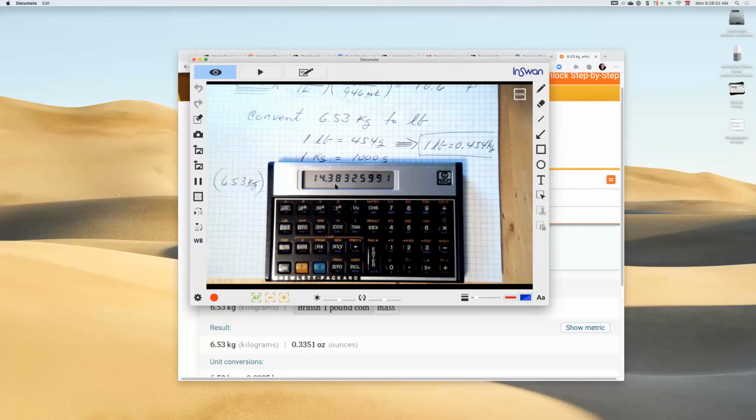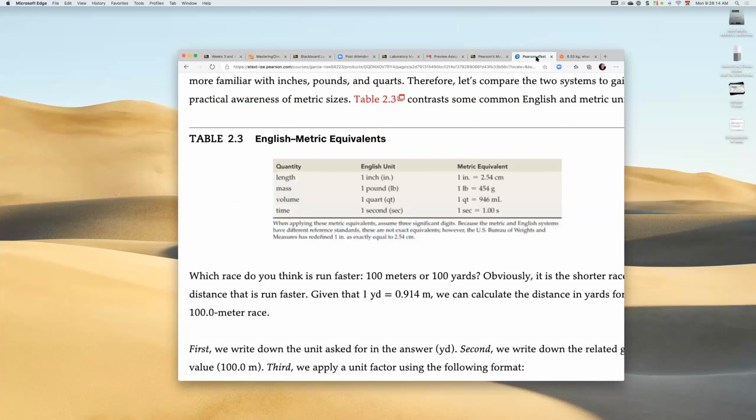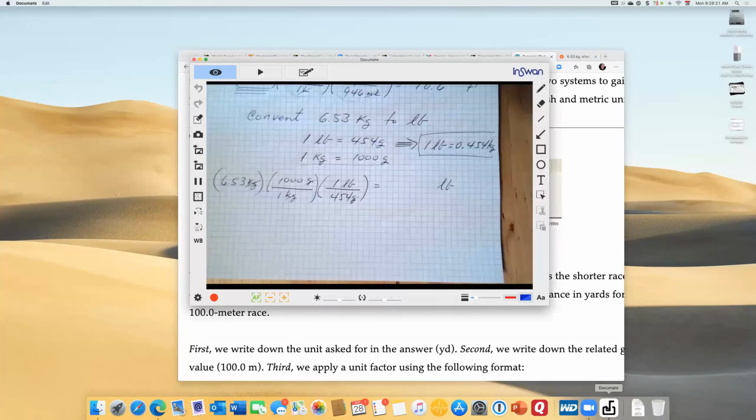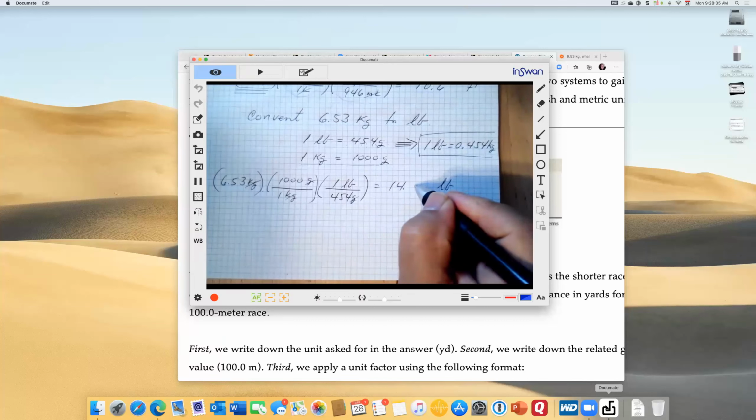Compare that 14.383 to the 14.3962, very different. And that's because they use a different conversion factor. They probably use, oops, sorry, let me switch. They probably use 1 pound equals 454 point something, okay? But nevertheless, we get the same answer to 3 significant digits.